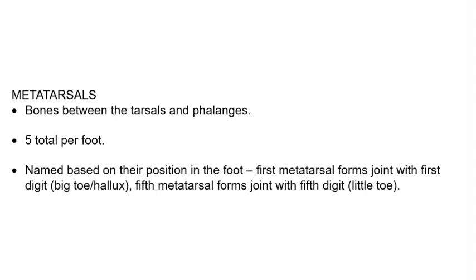The metatarsals are the bones that are located beyond the tarsals that form joints with the proximal phalanx bone of each toe. There are 5 total metatarsals per foot, and these bones are named based on their position in the foot. So for instance, the first metatarsal forms a joint with the first digit of the foot, which is the big toe or the hallux, while the 5th metatarsal forms a joint with the 5th digit or little toe.